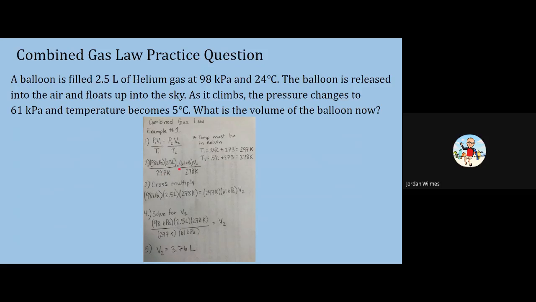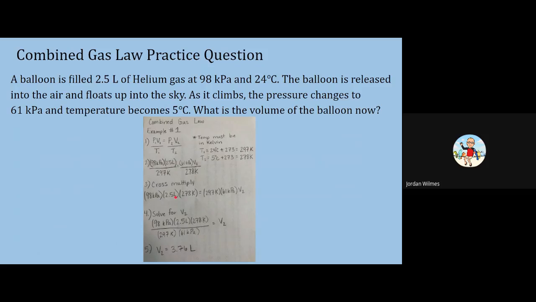Set that equal to my new pressure. It looks like the pressure went down to 61 as it climbed in altitude. Multiply that by the new volume, which we don't know. That's what it's asking us to find. What's the volume now? And then our final temperature was 278. I got that by taking the degrees Celsius and adding 273 to it.